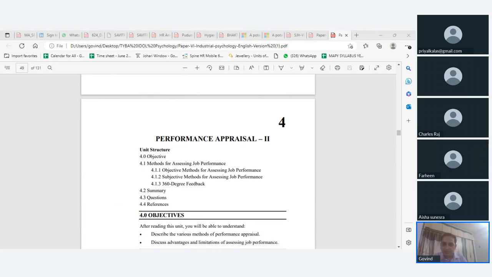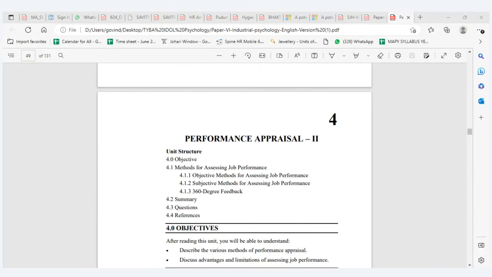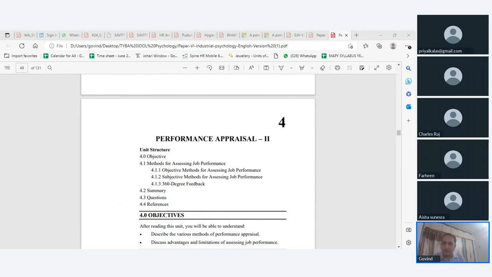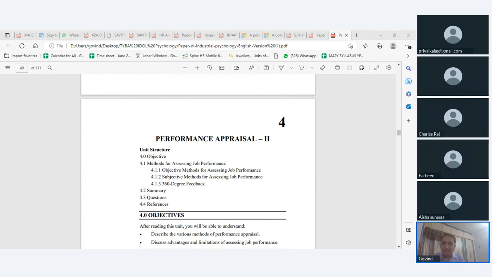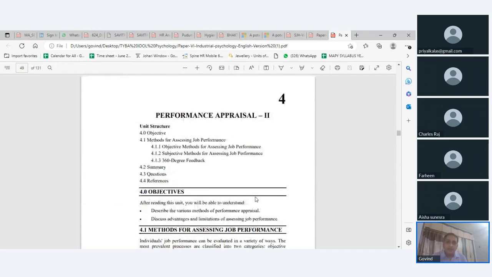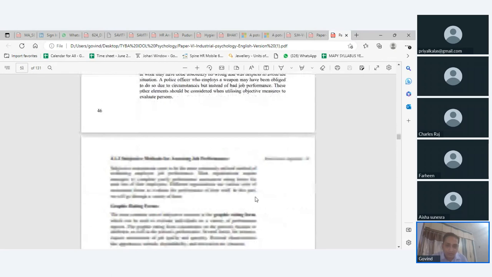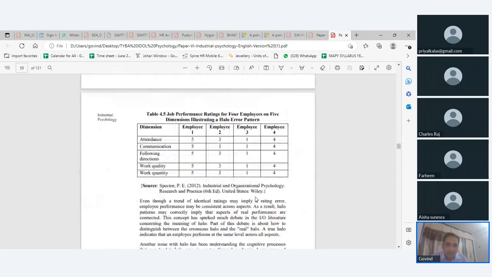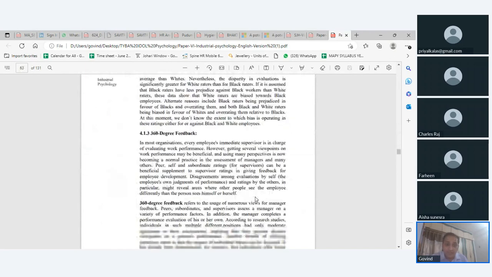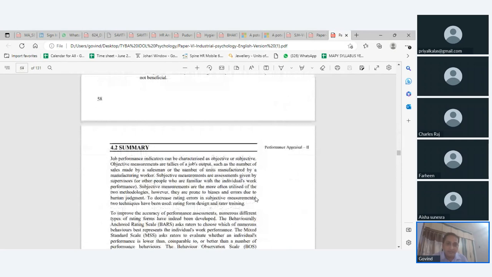Though the CBCS pattern is the first time for us, in the last sessions I have shared a few past question papers, the annual pattern. So tomorrow we will again go through that, because more or less I'm sure the most important questions will be coming from there. Whatever we have discussed today, I want this to be more a discussion rather than one-sided conversation. So please read performance appraisal second, that is chapter 4 from unit 1. Page number 44 from the book. From 44 onward, pages 44 to 58, 59, the complete appraisal part we will read and discuss tomorrow.